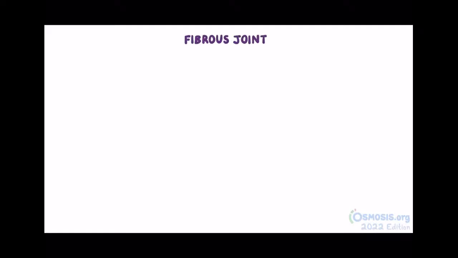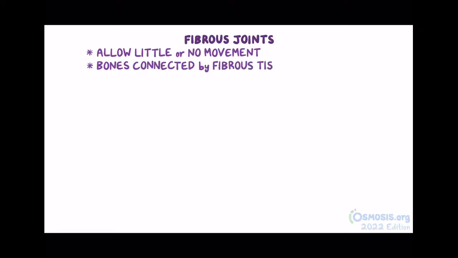Let's start with fibrous joints. These joints allow little or no movement because articulating bones are firmly connected by fibrous tissue. Now, based on the type and length of this fibrous tissue, fibrous joints may be further divided into three categories, called sutures, syndesmoses, and gomphoses.